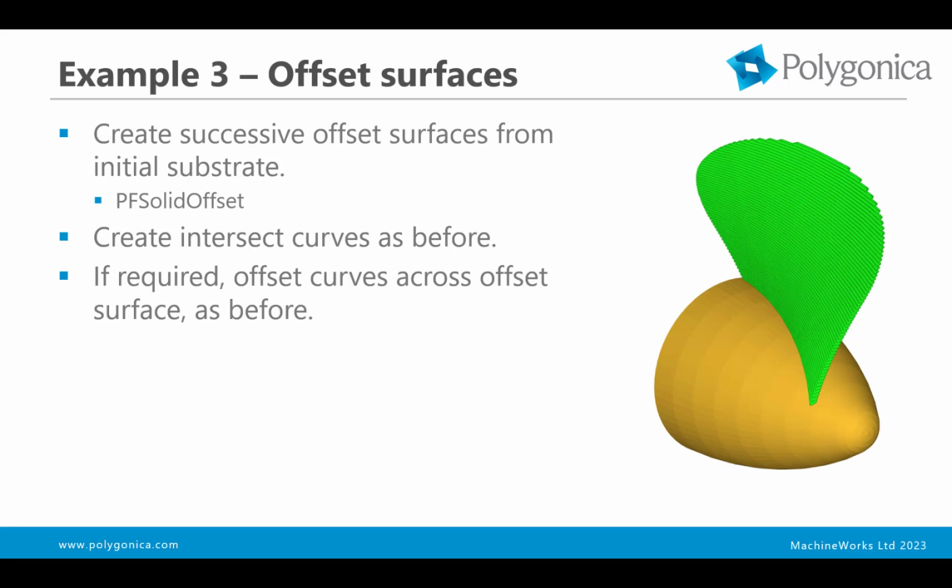And the final example uses Polygonica's 3D offsetting, which is very well known for being really fast, to create successive offset surfaces from the initial substrate. So in this case we're offsetting the golden propeller tip and intersecting it with the model of the blade in order to create a kind of smooth but curved surface on which to add material. So it's a similar process, it's just the way that we're generating the surface for each intersection is slightly different.